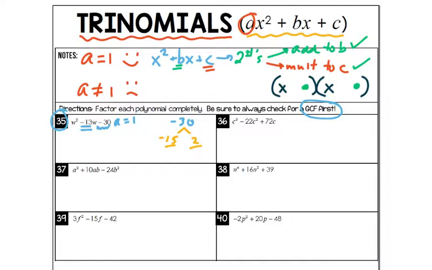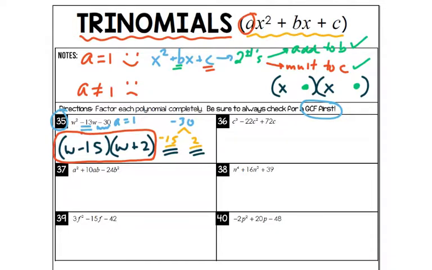Ready? You set up your two parentheses. This is a w variable, so we'll put w in front in each one, and you just include the two numbers that you found: a minus 15 and a plus 2. And that's your answer. And now how can we check if our factoring is right? Like we said in the previous one, we could always take our answer and FOIL it out.